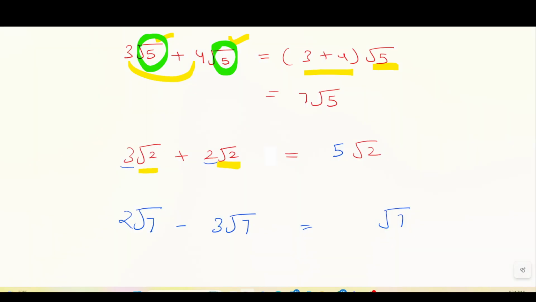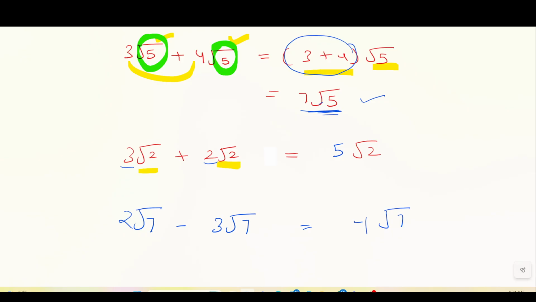So to add or subtract square root expressions or any radical expression, if we have the same square root number, like in square root 5, we write it as it is and we add the numbers which are outside the square root. So we add 3 and 4 and we get 7 square root 5. Okay? So it's like exponents.